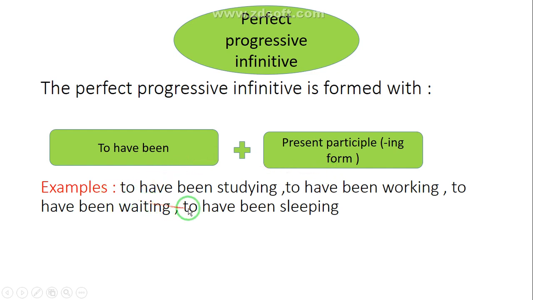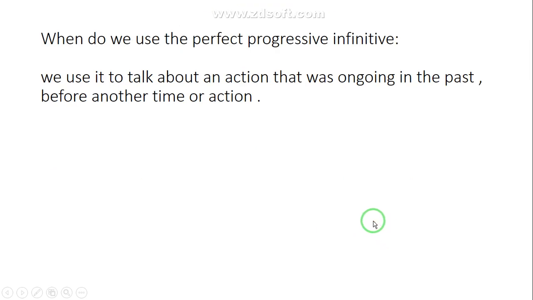Examples: to have been studying, to have been working, to have been waiting, to have been sleeping. And when do we use the perfect progressive infinitive? We use it to talk about an action that was ongoing in the past before another time or action.